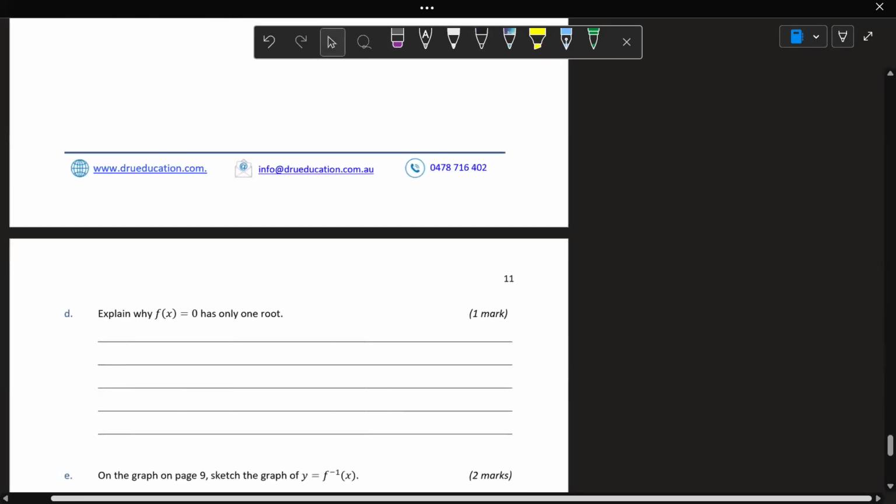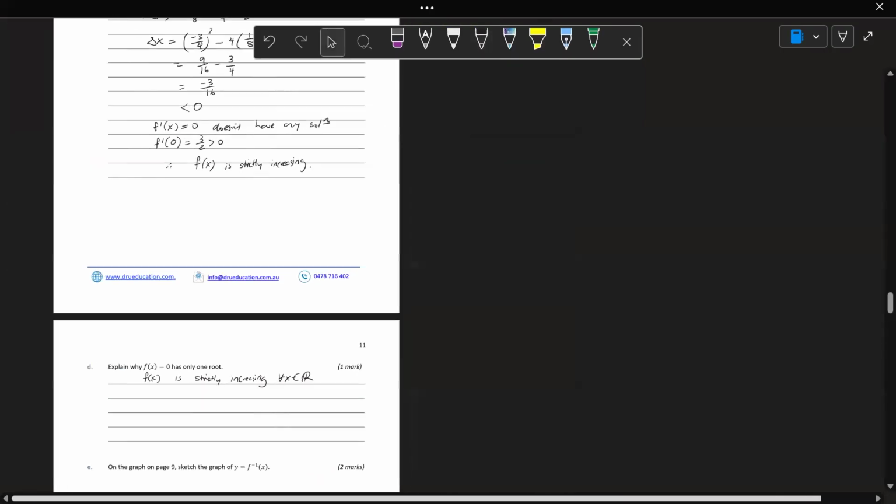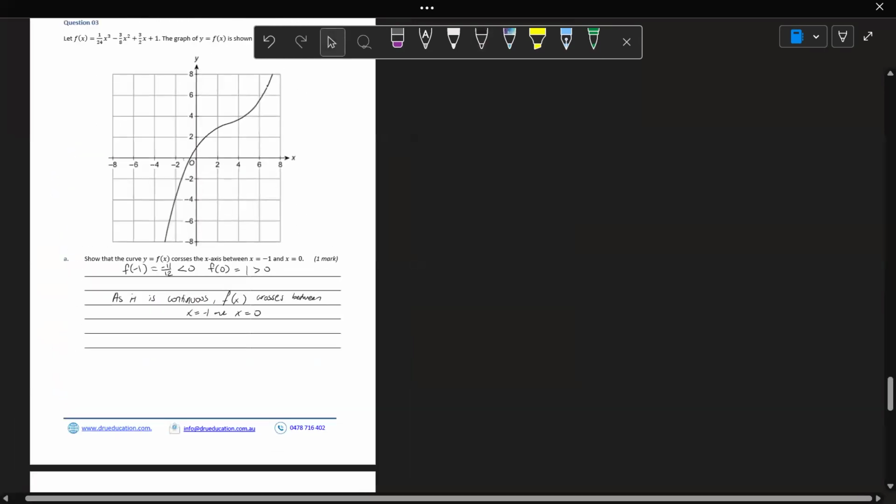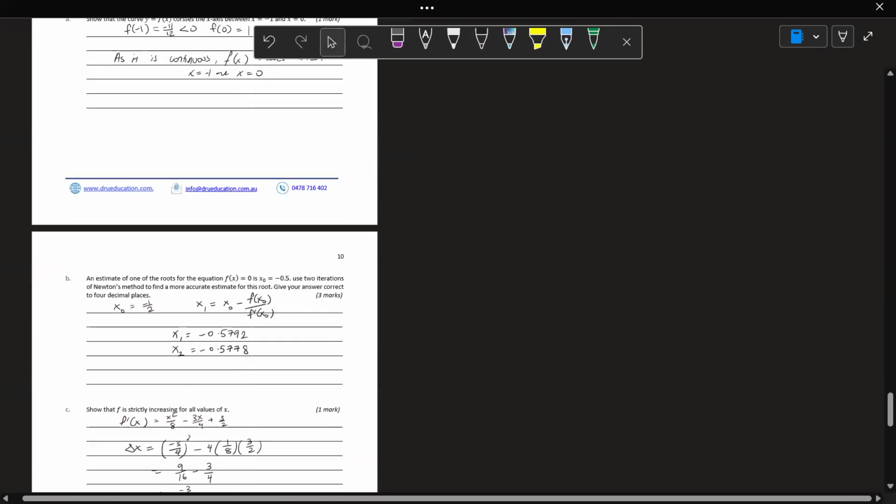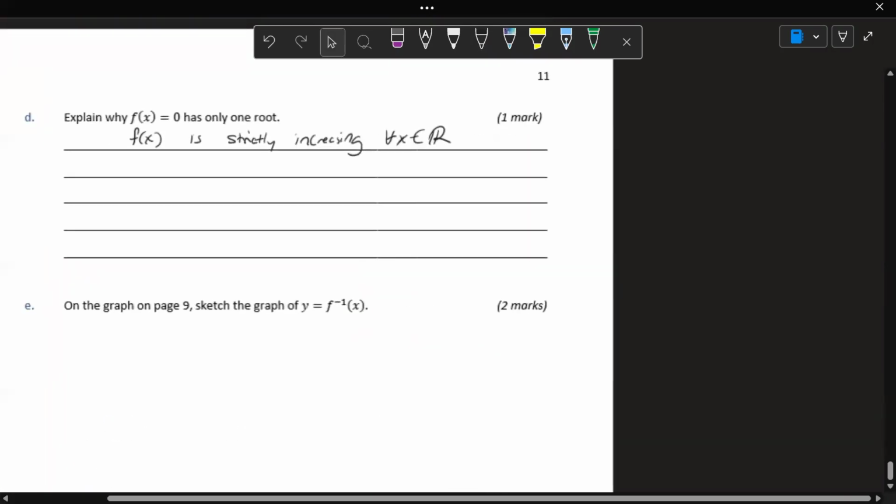Explain why f of x equals 0 has only one root. This is just because f of x is strictly increasing for all x belonging to R, and yeah, that's literally just it. You can also say, before it says that it crosses the x-axis between -1 and 0, but that's unnecessary.